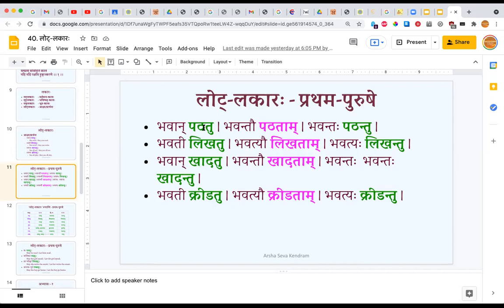Okay. Bhavan, is it like this, Mahodaya? Is it like this that Bhavan is in Prathama Purusha, but can be used to give the meaning of a Madhyama Purusha? Bhavan Pathatu, you read, or may you read. Would you please read? Like that.